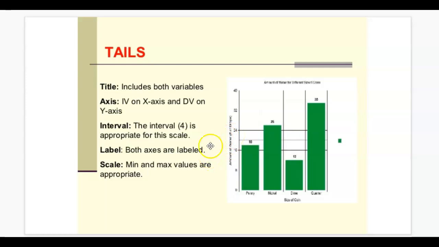Label: labels will let you know what the numbers mean. So what is 24, 32, 40? The label here explains what those numbers mean. And last but not least, scale. Essentially, the scale should represent all the possible values that will be graphed on your graph.